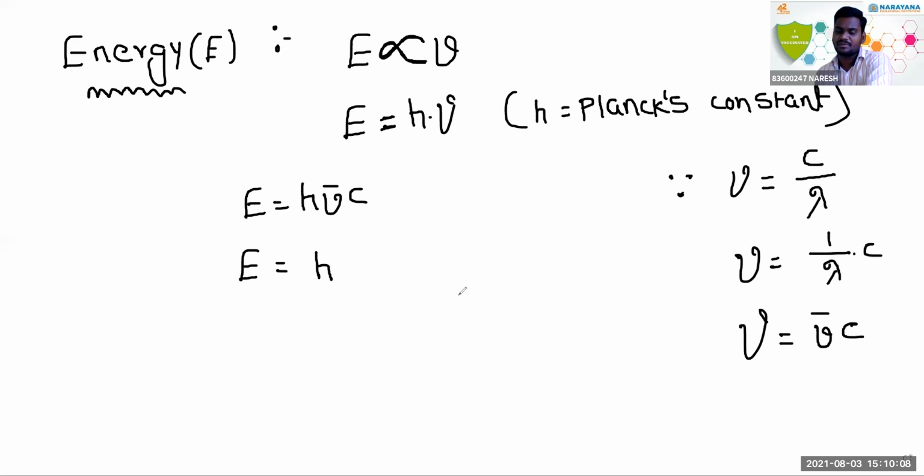Generally nu bar is equal to 1 by lambda. So nu bar is 1 by lambda into C, which gives E is equal to hc by lambda. E is equal to hc by lambda. So you can write this as E is equal to hc into 1 by lambda, the value nu bar. E is equal to hc nu bar. This is the relation.